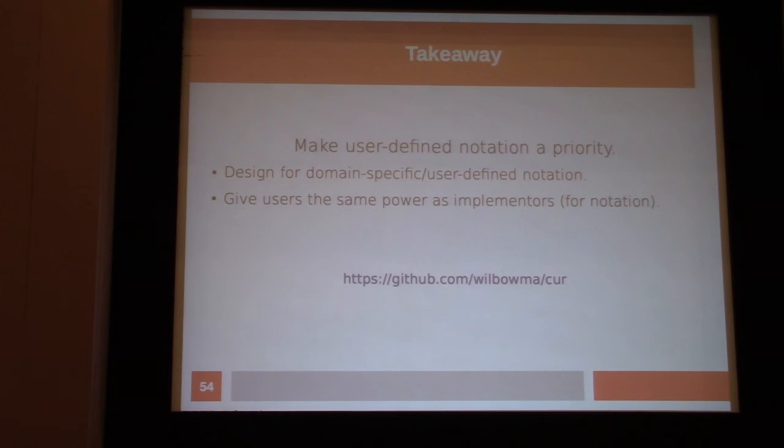So let me leave you with a few takeaways. I think we need to make user-defined notation a priority. The way Cur does this is by starting from a single general purpose notation system that everything has to be implemented in. By doing this, we hope to better support domain-specific and user-defined notation, and we hope to give users the same tools and powers as normal compiler front-end implementers have.